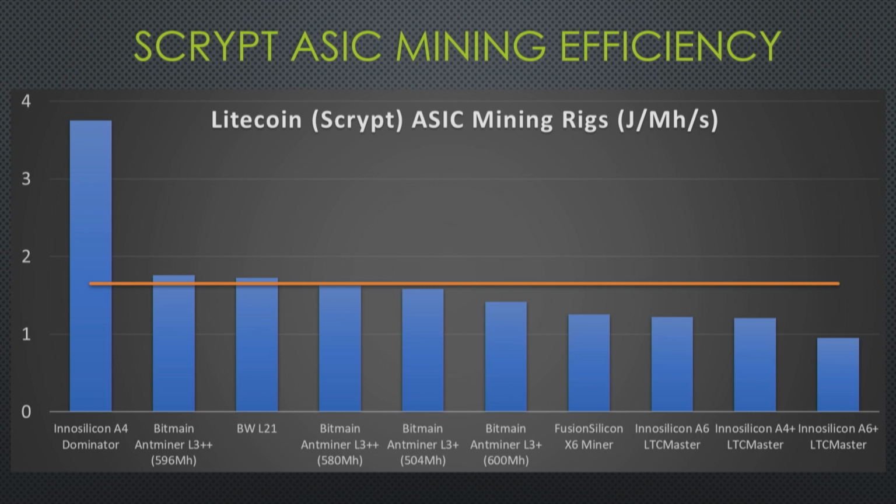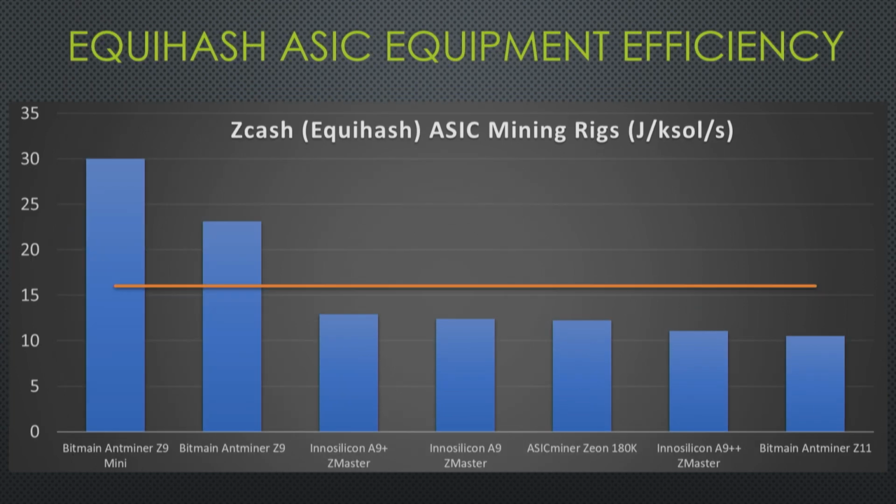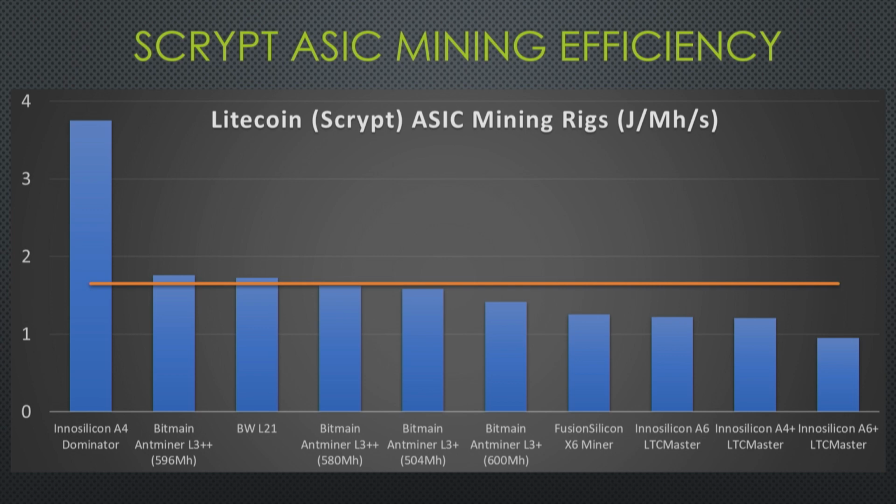I also did the same kind of calculation for Litecoin, which is running the SCRYPT algorithm. And on average, the Litecoin miners are quite a bit more efficient than the Zcash miners in terms of joules per hash per second. And the unit here is also megahashes. So kilosolutions for Zcash, and then megahashes per second in terms of joules for Litecoin and SCRYPT.